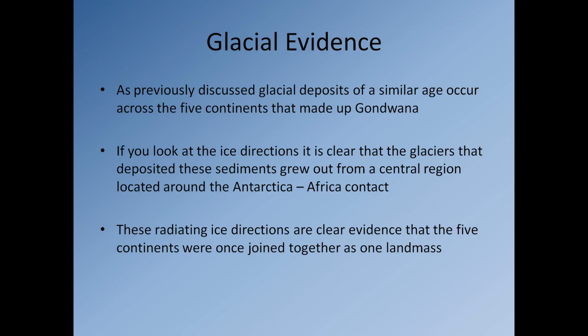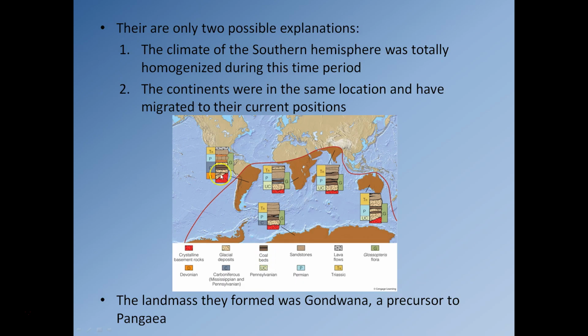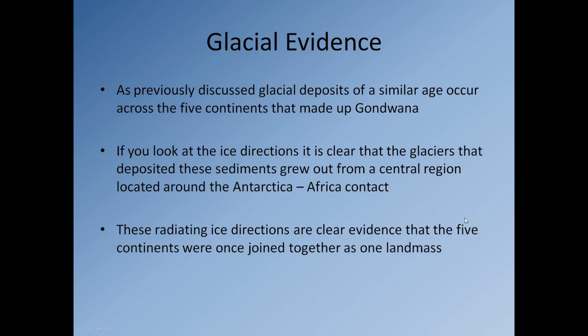Okay, everybody. So, now we're going to think about the next piece of evidence, which is glacial evidence. So, as previously discussed, we get these glacial deposits in the bottom of the stratigraphic sequence in the Carboniferous. So here we go, glacial deposit, there, and there. So in the Carboniferous, we have these glacial deposits across all these 5 southern continents. So we already know that occurs.